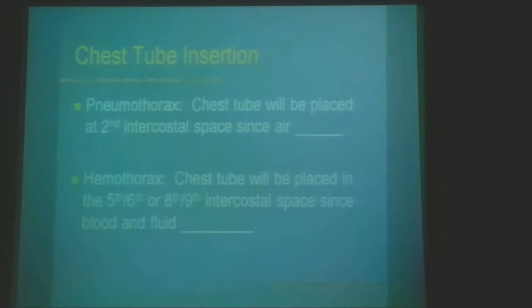So a pneumothorax chest tube will be directed toward the second intercostal space, since air is lightest. It's not second, by the way. It's fifth always. The insertion is at the fifth, but I reach the second with my tube. Okay? And if blood or pus, I put it basally up to the 7th or 8th.